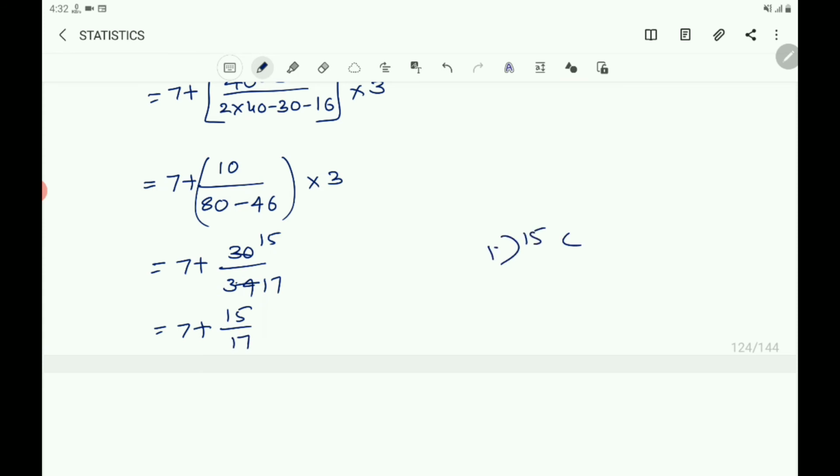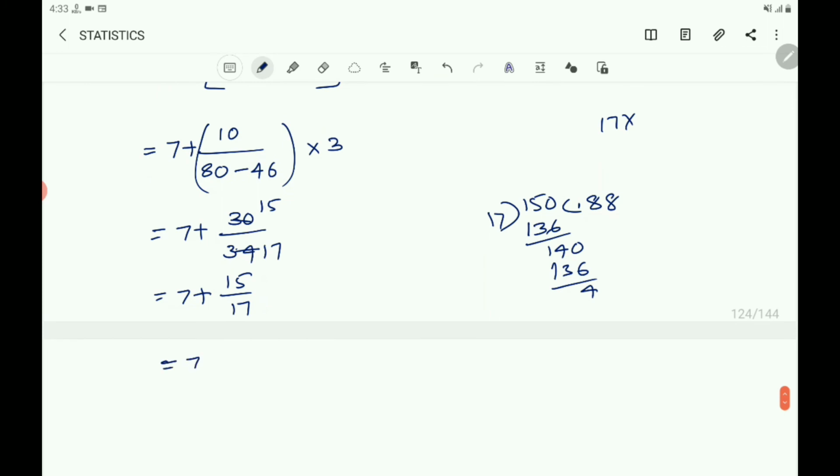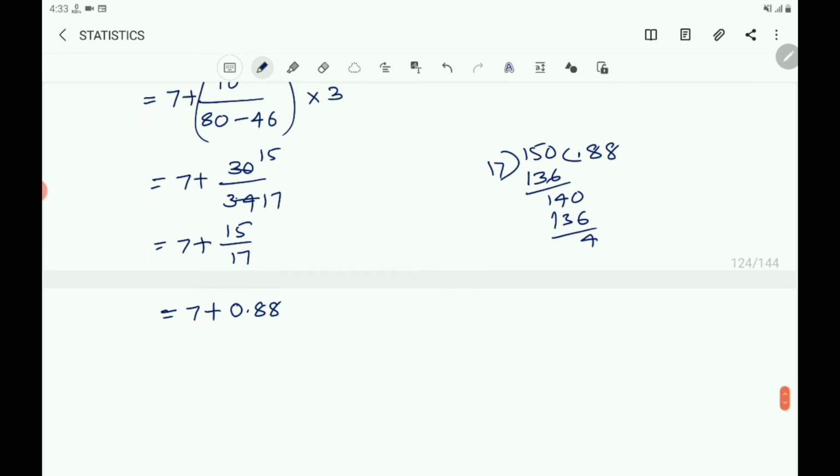15 divided by 17, put 0 and point, and here you will get 17 8s are 136, that is 140, again 8s are 136. So 7 plus 15 by 17 is 0.88, that equals 7.88. So you take mode equals 7.88.